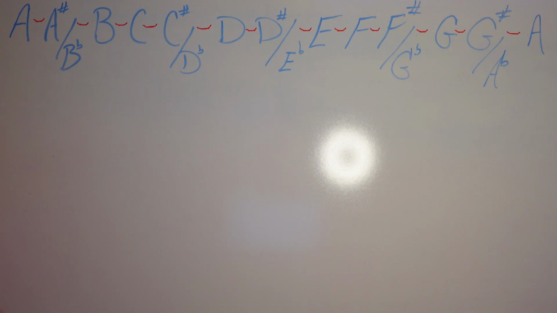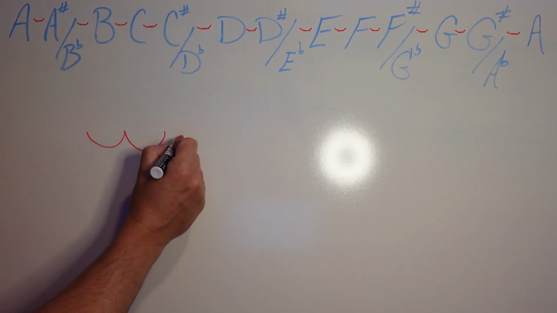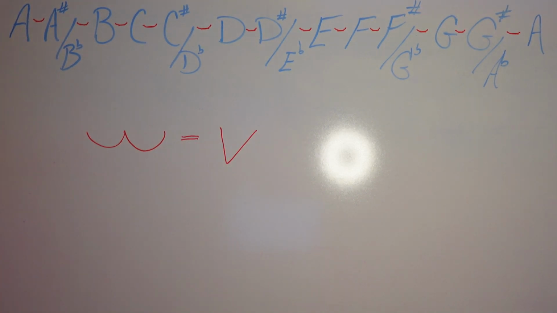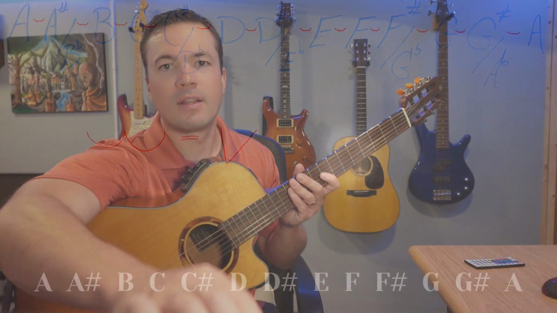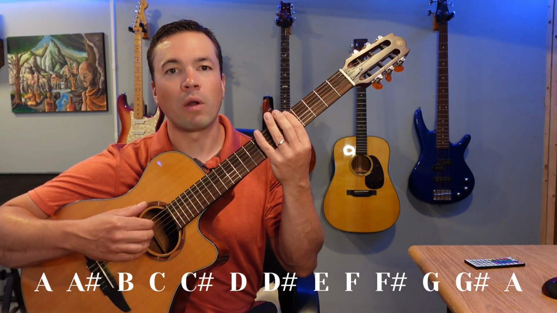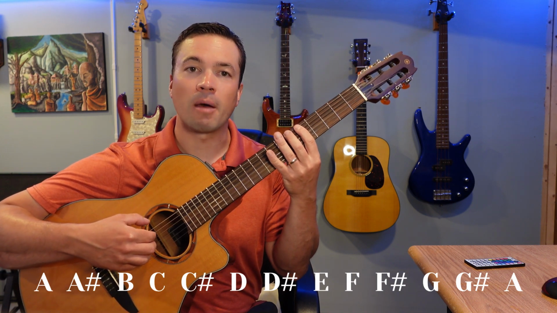Looking at the complete musical alphabet, the distance between any neighboring pitches is called a half step. We will use this symbol to represent a half step. 2 half steps equals a whole step. We'll use this symbol to represent a whole step. The guitar is fretted in half steps. If you move up 1 fret from any particular pitch on the guitar, you've moved up 1 half step.